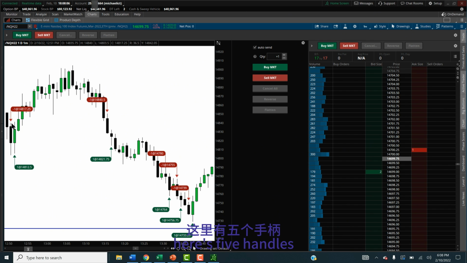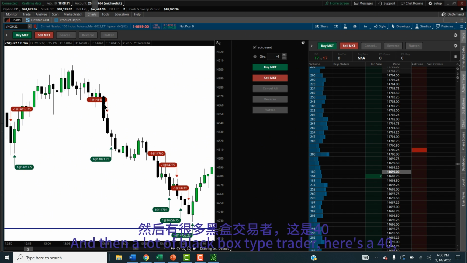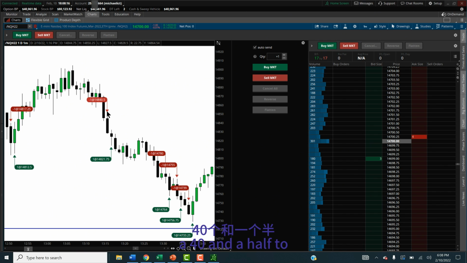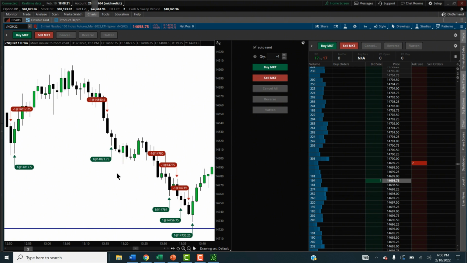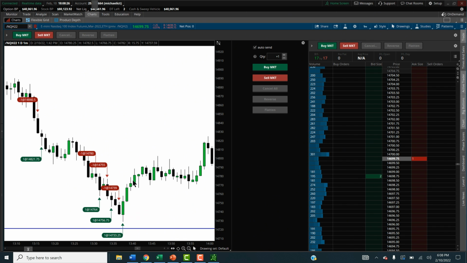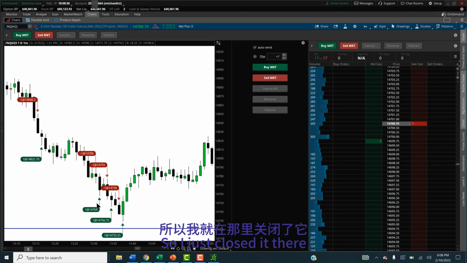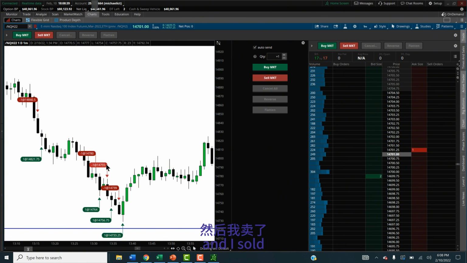But anyway, here's 5 handles here, and then a la black box type trader. Here's a 40 to 40 and a half to 21 and 3/4. That's a nice little move there. And I'm trying to do the same thing I just mentioned about not being able to toggle and move around well. 78 to 76.4. So that's kind of like a scratch. I saw something in there that didn't feel right, so I just closed it there. And I sold short at 755.